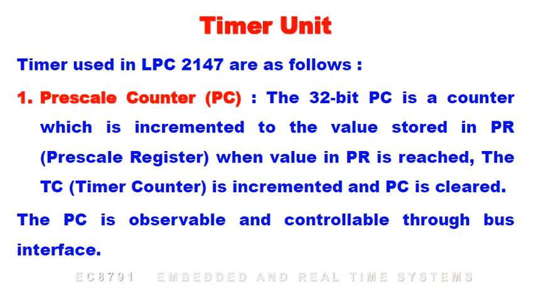Prescale counter. The 32-bit prescale counter is a counter which is incremented up to the value stored in the Prescale Register. When the value in the Prescale Register is reached, the timer counter is incremented and the prescale counter is cleared. The prescale counter is observable and controllable through the bus interface.